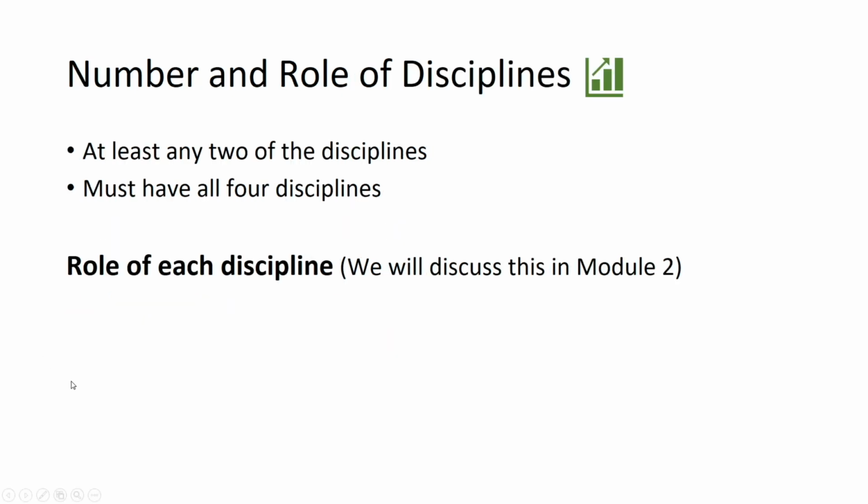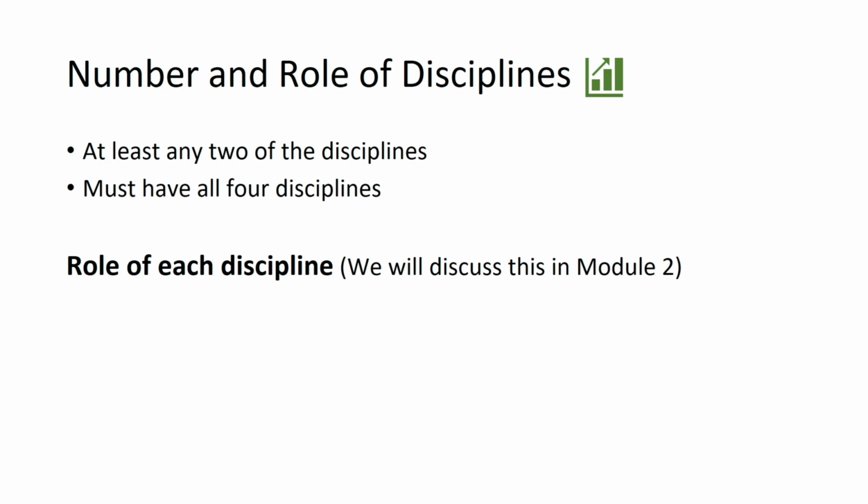So for the number and the role of disciplines, how many disciplines do you need to integrate? Well, there is no single answer to that question. Some scholars believe you should have at least 2 of the disciplines. But some scholars believe that you must have all 4 disciplines integrated in your lesson. To us, we think as long as you have at least 2 of the disciplines and it is meaningfully integrated, we don't think you must have all 4 disciplines.